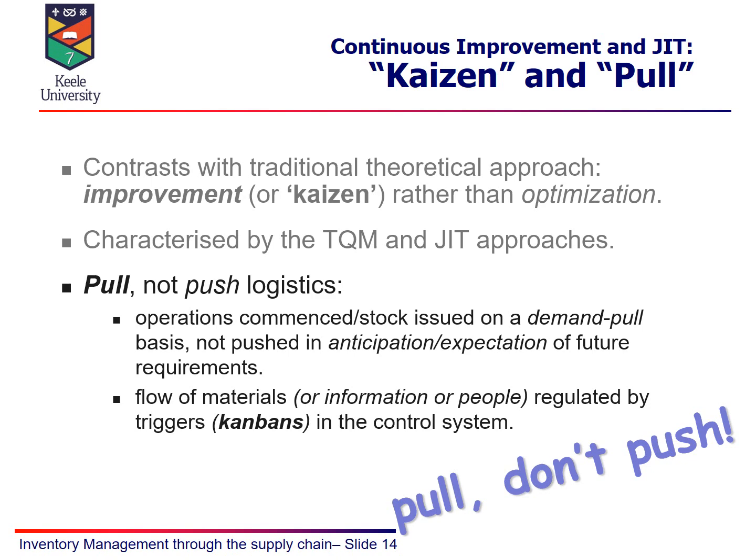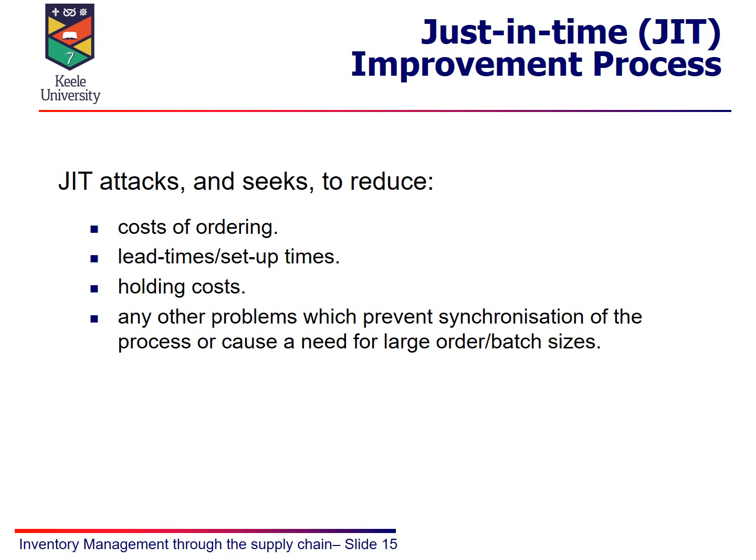So the idea behind just in time is to pull through your requirements and your inventory, don't push. Just in time management attacks and seeks to reduce things, because remember, it's all about improvement. It questions the cost of ordering. Should we be buying off a closer supplier? Should we be cutting down the costs of ordering? Could it be automatic, and so on?